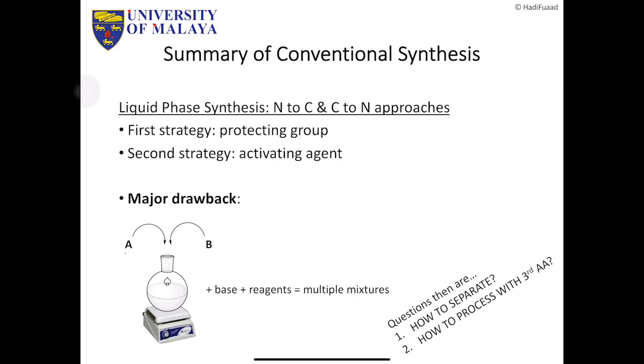drawbacks present. For example, when you have a mixture of a first amino acid and a second amino acid, including a base and a reagent in the mixture, you actually have so many multiple components that might cause something that you don't know. If this happens, the question is now, how do you separate them? How do you get only the dipeptide that you want so that you can proceed with the third amino acid coupling? There are a lot of issues that you need to think about.